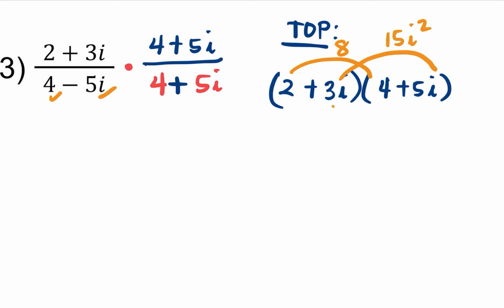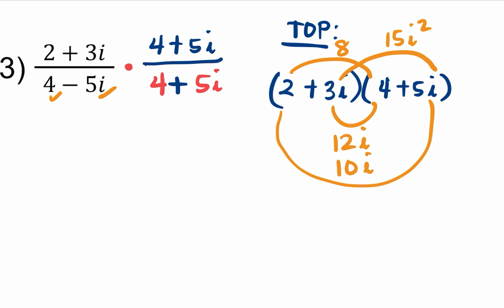And then the inner, so 3i times 4 is 12i. And then the outer, so you've got 2 times 5i is 10i. The middle terms get added together, so that makes positive 22i. So let's write our answer for the numerator up here. So we have 8 plus 22i first, and then the 15i squared.